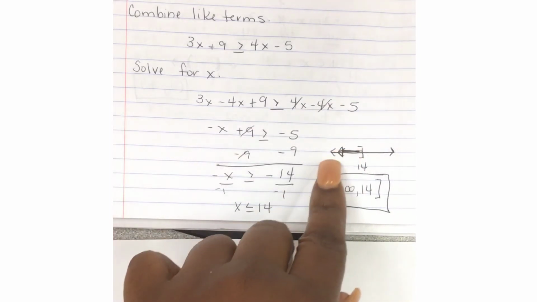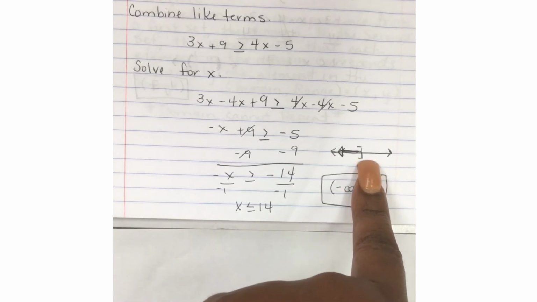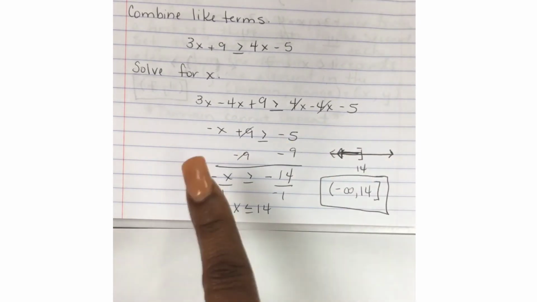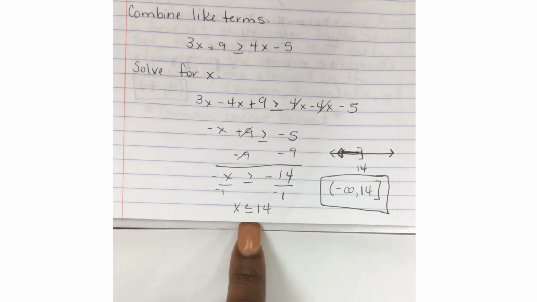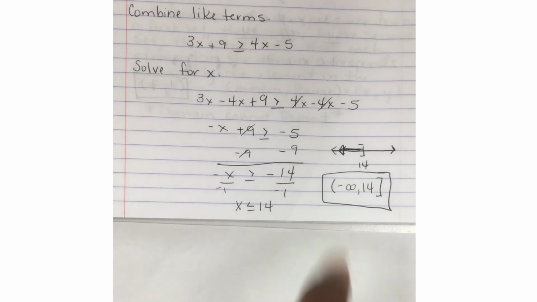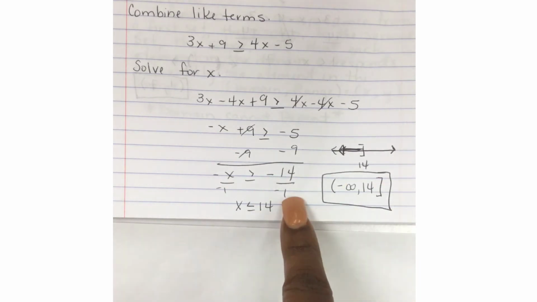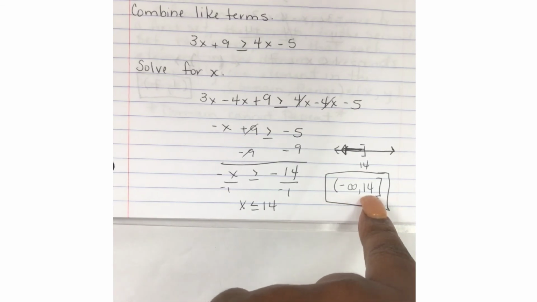Now, don't forget to draw your number line. Numbers that are less than or equal to 14 are to the left. And since we have a less than or equal to sign, 14 gets a bracket. And we read this number line from left to right. So, all the way to the left, we have -infinity, and we stop at 14.